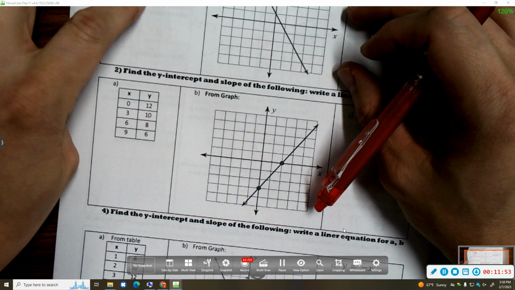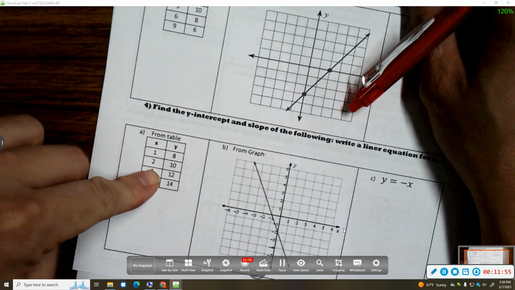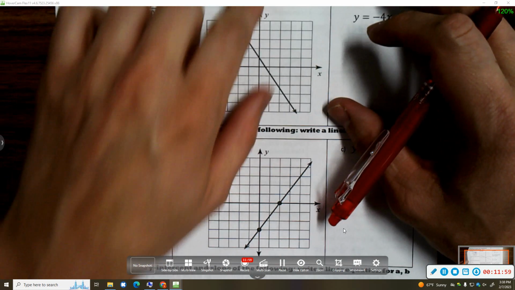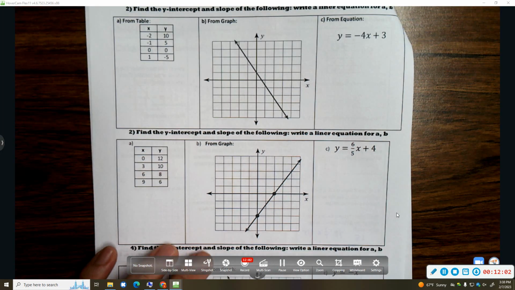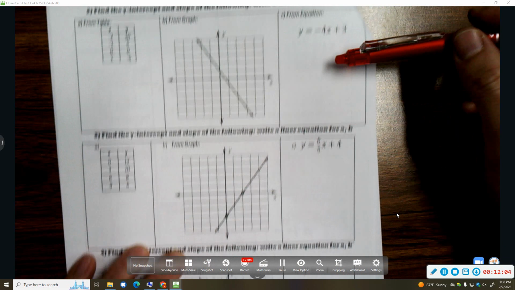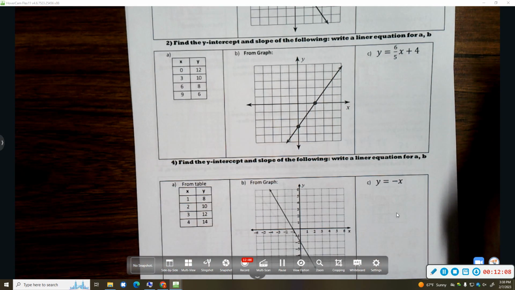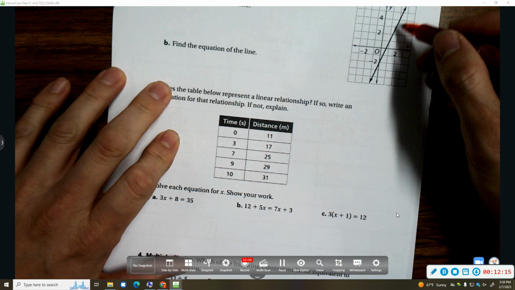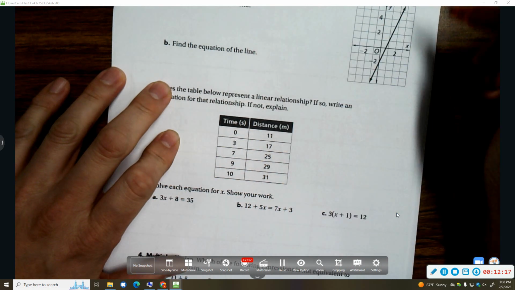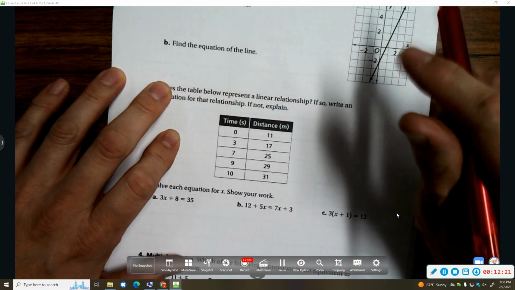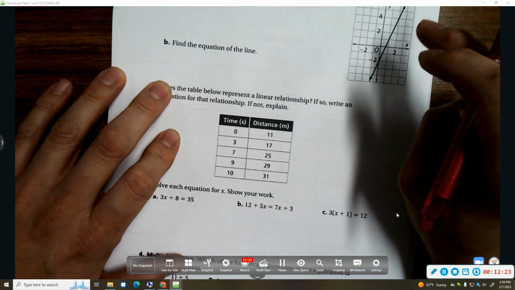Find your y-intercept, find your slope, and write down an equation for A and all of B. Okay. Now for C, they already gave you the equation, so just write down the slope and y-intercept. But for these guys, you need to write down the slope, y-intercept, and you need to write down a linear equation. Okay. Last page, again, they gave you a graph, find the slope, and then find the y-intercept, and then write down an equation. Okay. So again, slope, y-intercept, write down the equation.